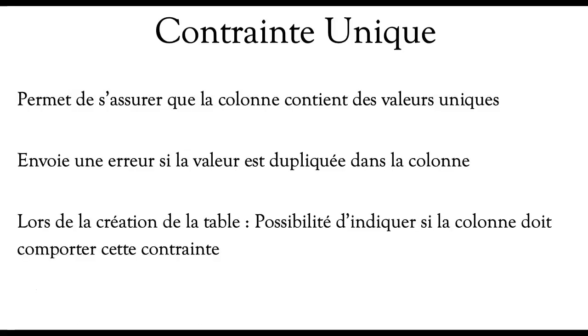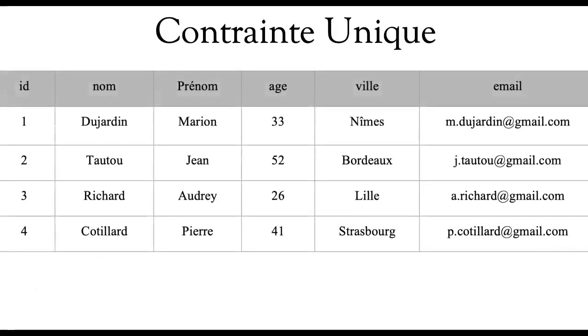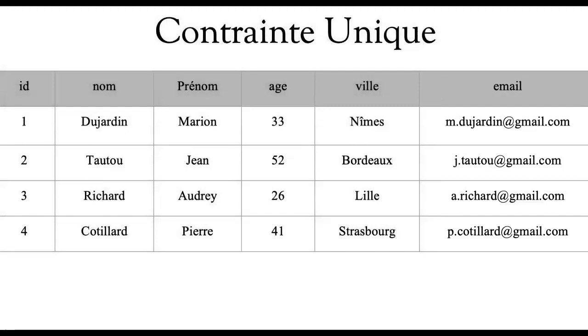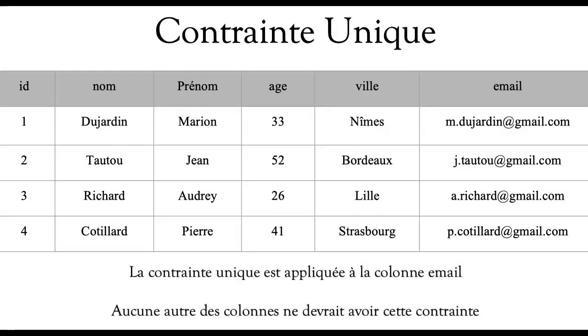When you create the table, you must specify whether the column must contain the constraint or not. For example, each email address is different in this table, to which I have added the email column. To ensure there is no duplicate in this column, you can apply the unique constraint to check the entries so that each email address has only one copy. None of the other columns should have this constraint, since several people may share the same first name or live in the same city. The ID column automatically has the unique constraint.